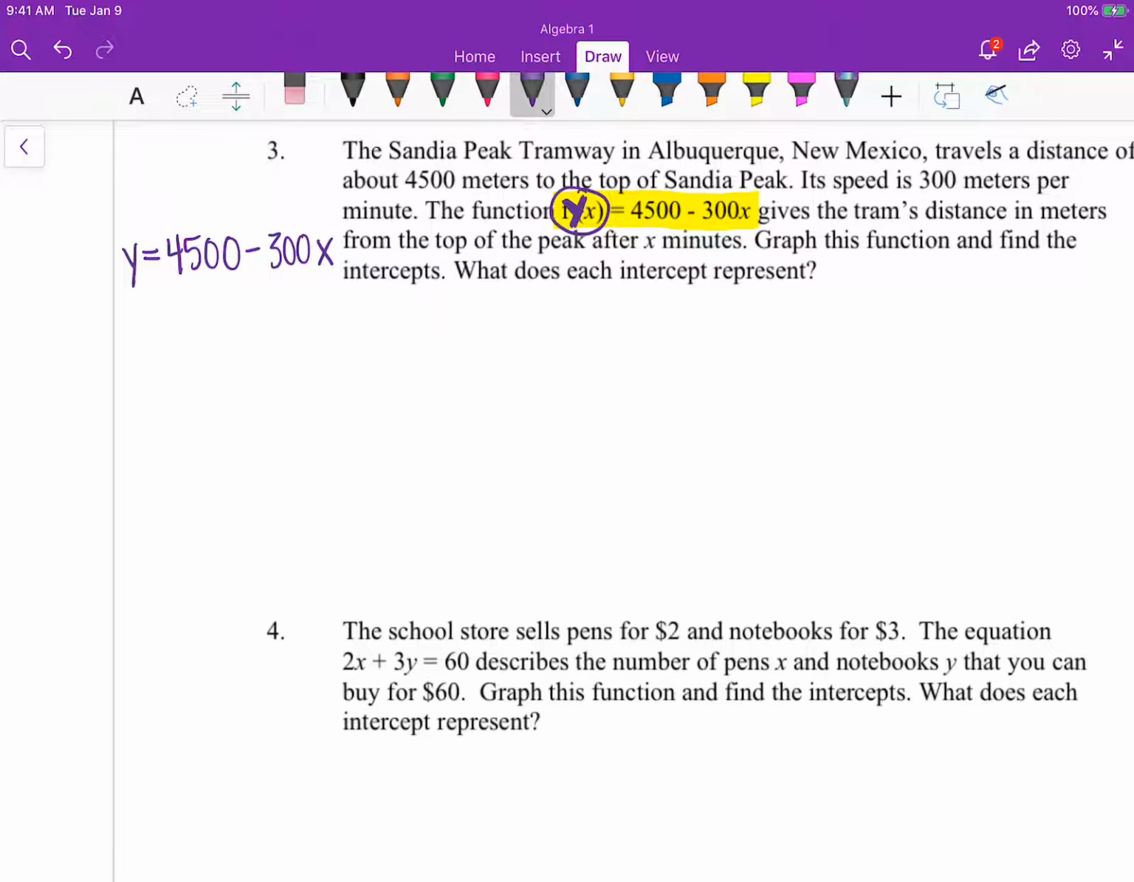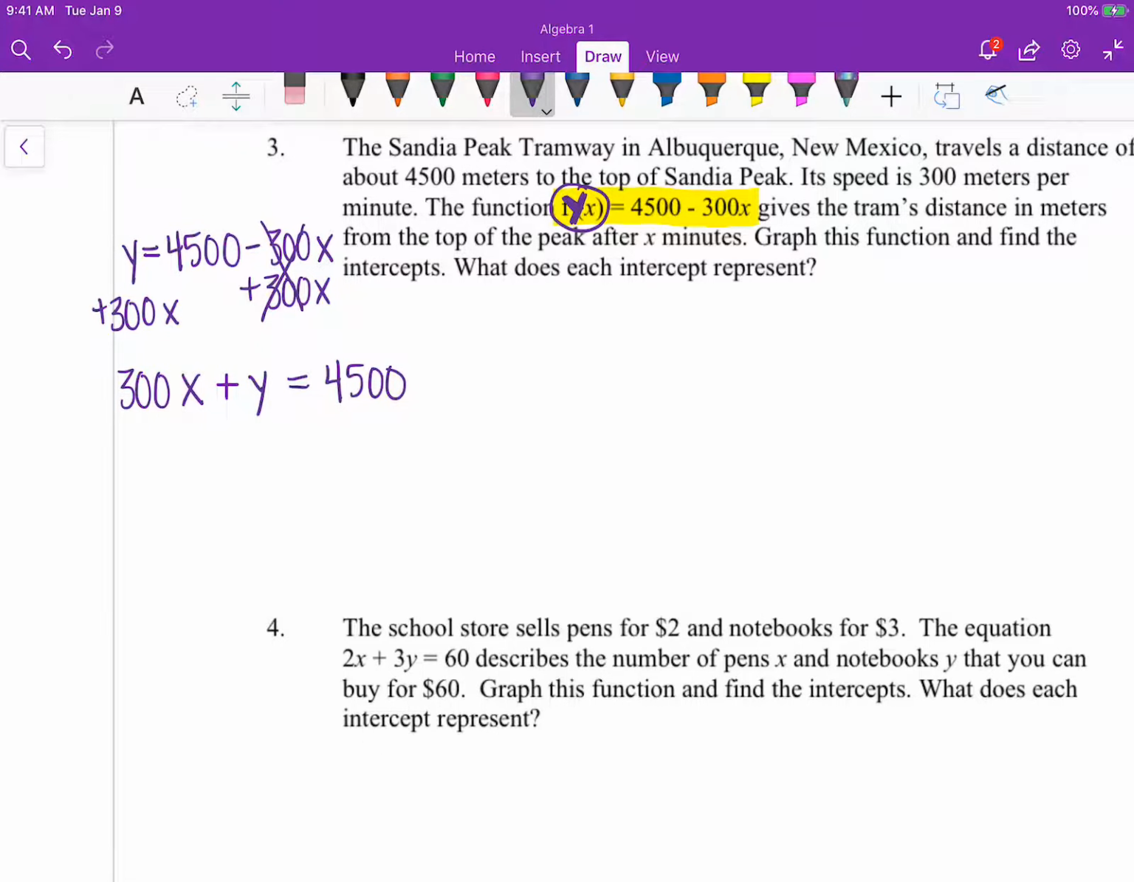And then I'm going to put this in standard form. Right now it's in slope-intercept form. You're very used to slope-intercept form. But to get it in standard form, I just want the x and the y on the same side. So I'm going to add this 300x over to the left-hand side. That way it moves it over. So then I'm going to write this as 300x plus that y piece that's also on the left, and then equals the 4,500 part of it. So all I did right here is get this into standard form.